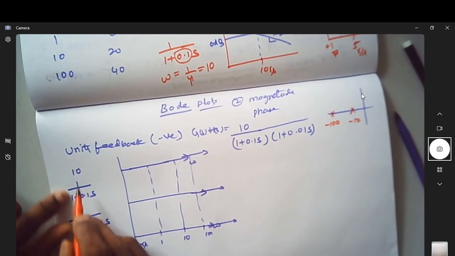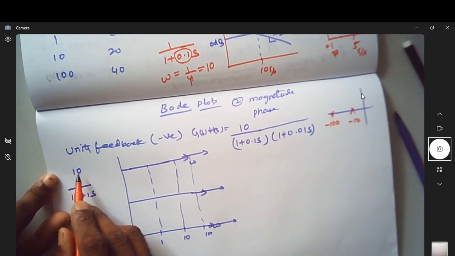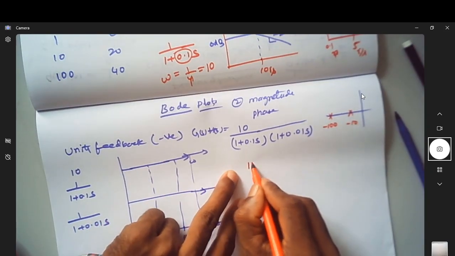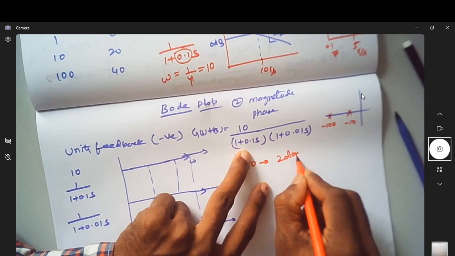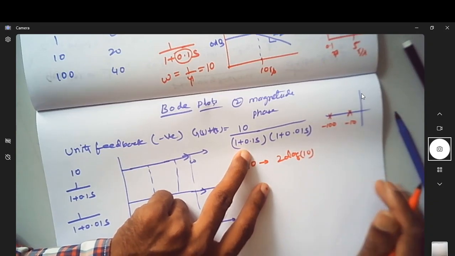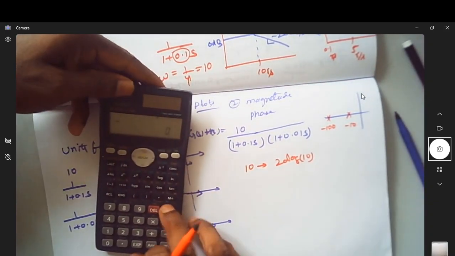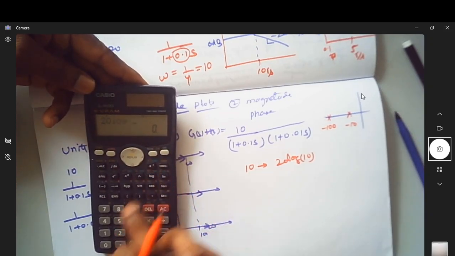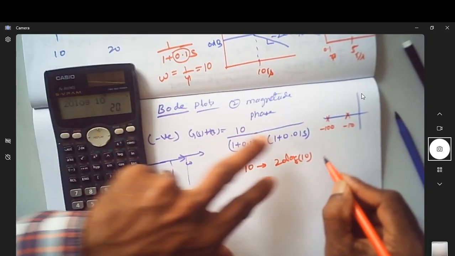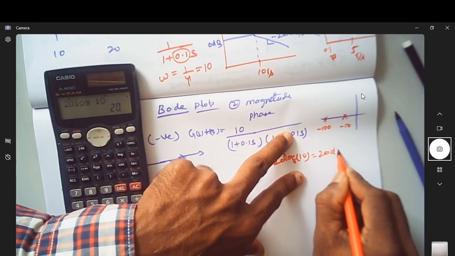Now if I want to know the magnitude of this in dBs, so what is that? 10 can be represented in dBs as 20 log of 10. So what is 20 log of 10? If you actually do it, 20 log of 10 is 20 dB. So this is 20 dB.